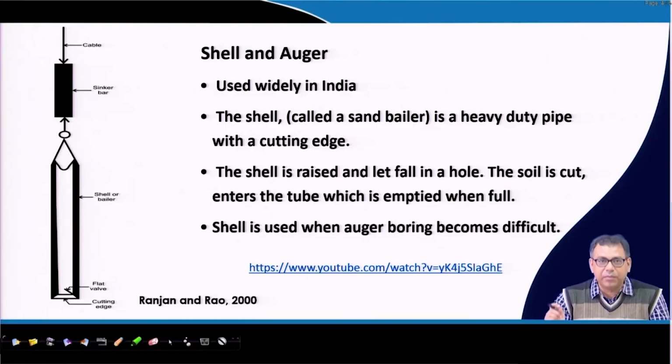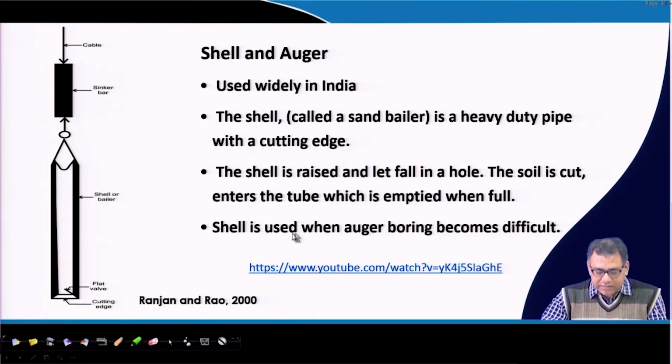That means, in a bore hole these shells are allowed to fall from a certain height and then soil is cut, because the cutting edge is there, and the soil enters into the shell. There is a one way valve, so it will allow the soil to enter into the shell, but it will not allow the soil to come out from the shell when it is removed. When the shell is filled with soil, we can remove it and collect the soil samples.